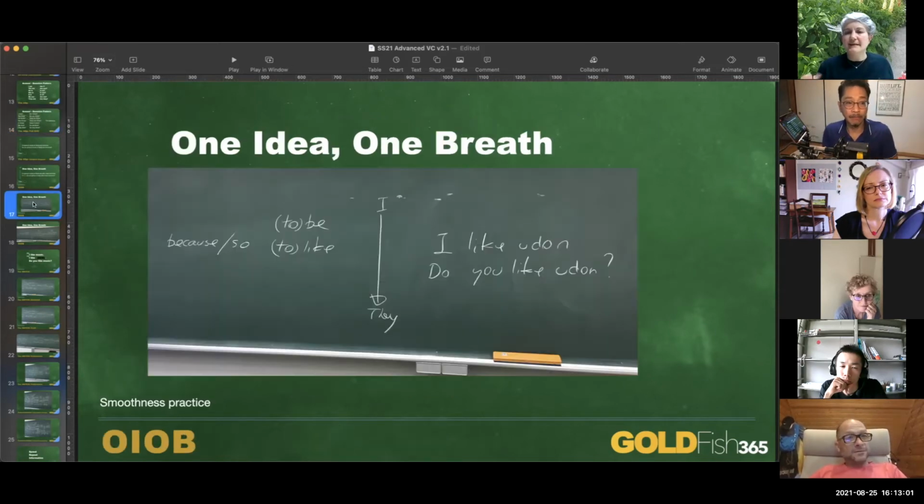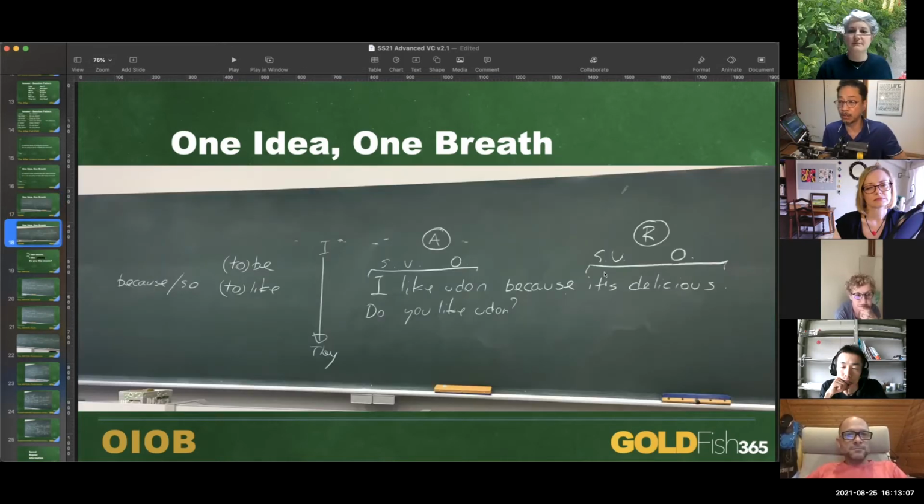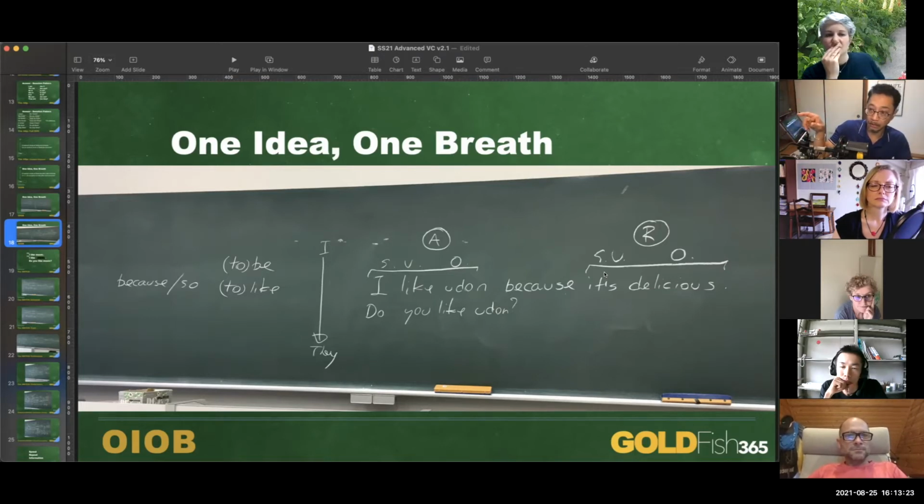So they've already started scaffolding, so that when I go to I like udon, and then we go to I think it's delicious, I say, okay, now let's take the first look at how you use because. And I say, I like udon. Now, what's the reason? Well, it's delicious. Now, if you're going in that order, where you have the action and then the reason, that's what the A and the R are.